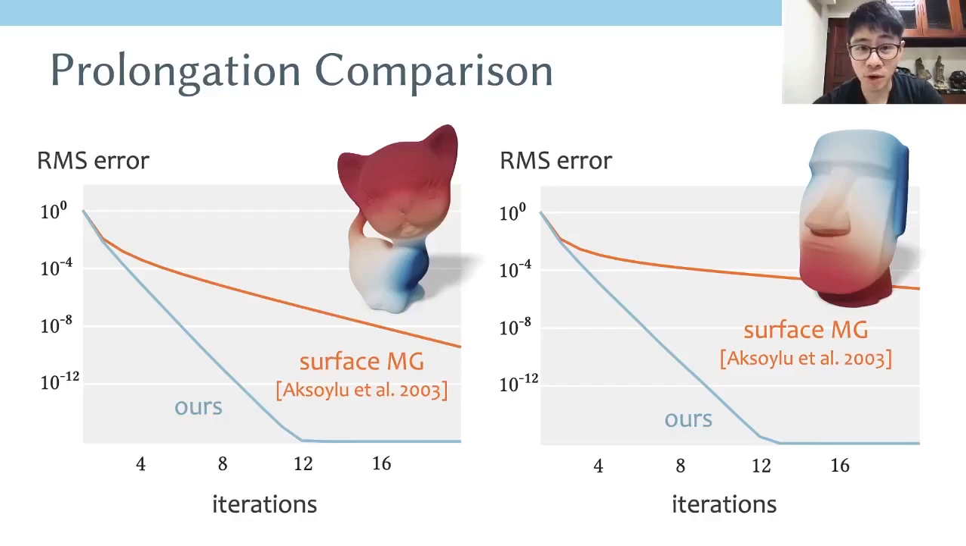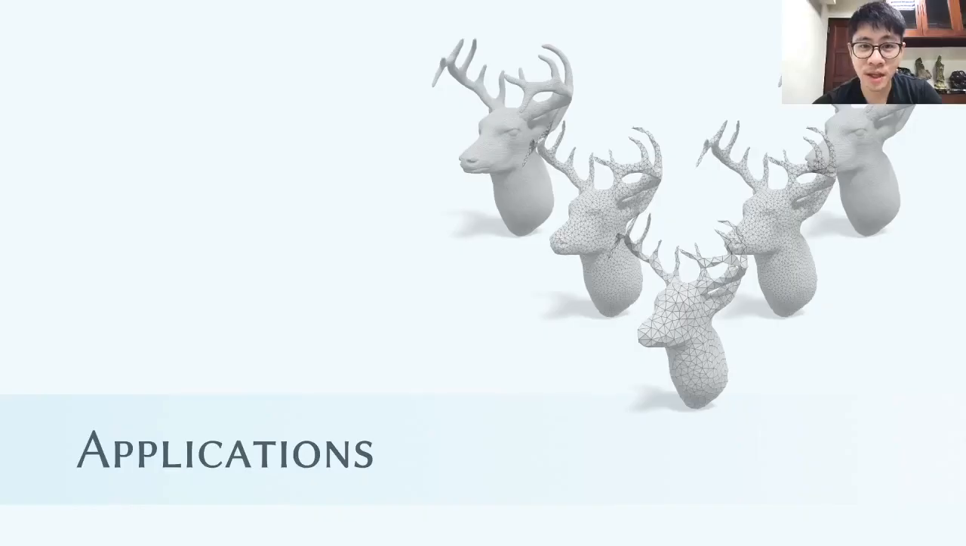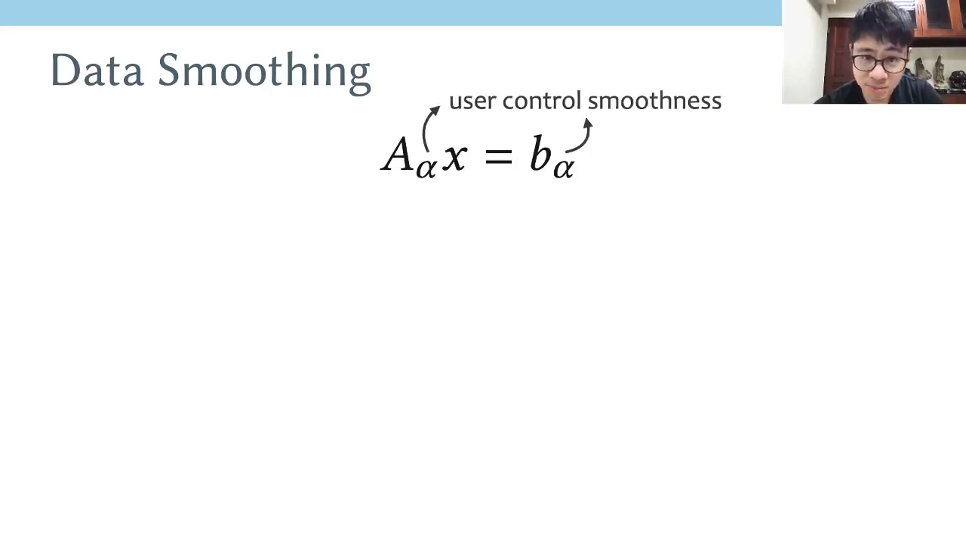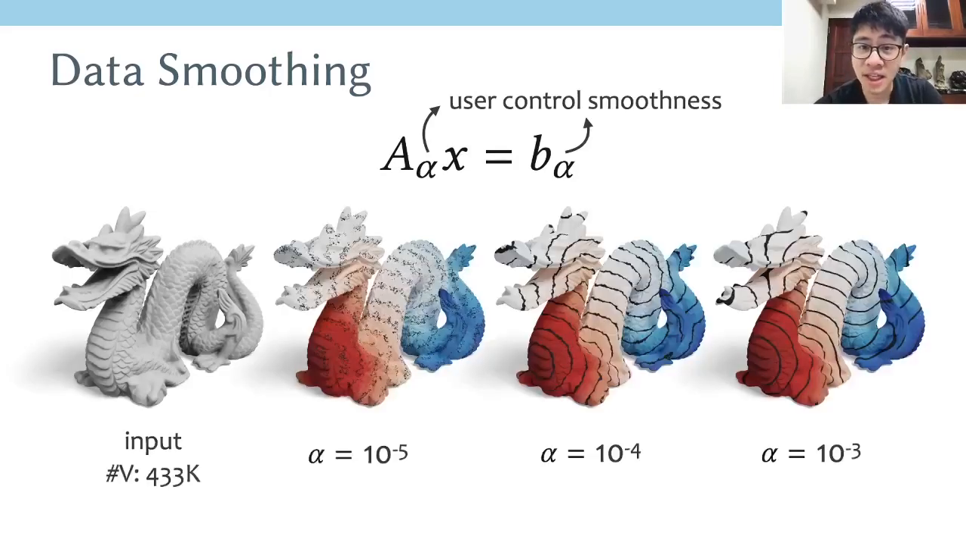And you can also find more comparisons in the paper. So now let's take a look at some results. We first look at the fundamental problem, data smoothing. The entire algorithm boils down to solving a single linear system, and both the left-hand side and the right-hand side depend on the user's specified smoothness parameter alpha. Here we can see that by manipulating different smoothness parameters, we can obtain different smoothing results.